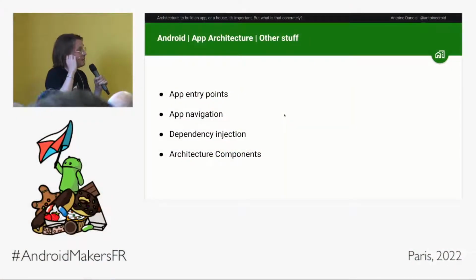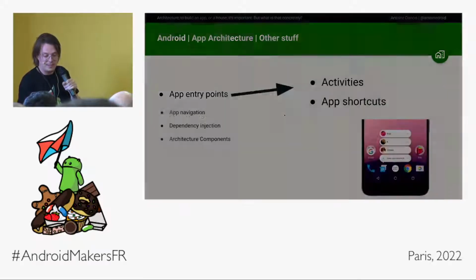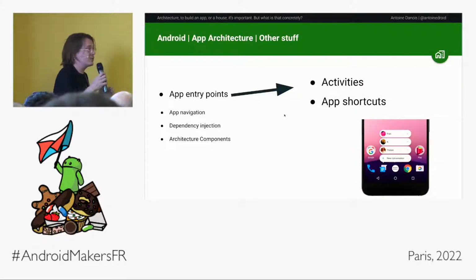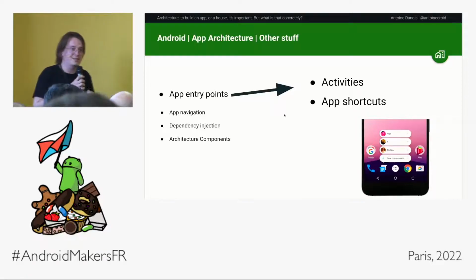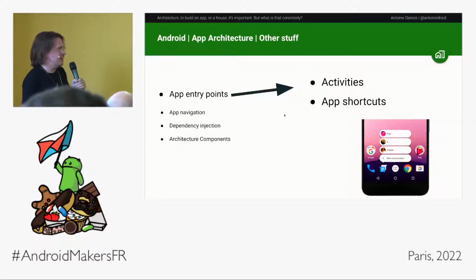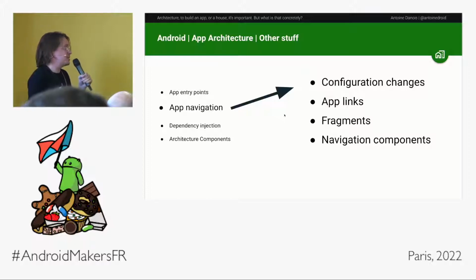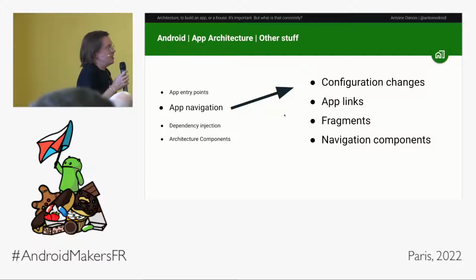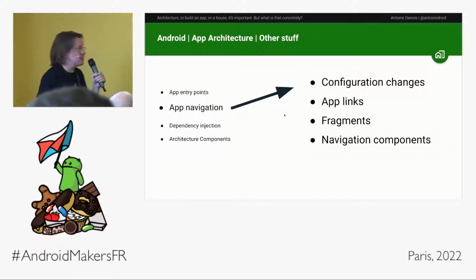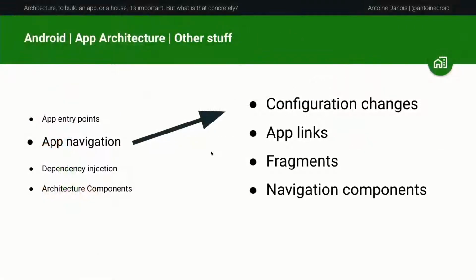And also, you have a few other stuff that is part of the app architecture. For example, the app entry point, the activities, or the app shortcut are part of the app architecture. So even if you are just launching an activity, you are doing a bit of architecture. So yeah, this is obviously part of the first layer. Also the app navigation, when you do a configuration change, when you rotate your screen, change your locale, etc. It's something that your architecture needs to handle, it's doing something with the architecture.